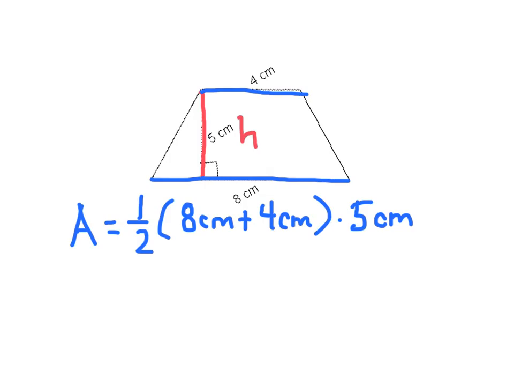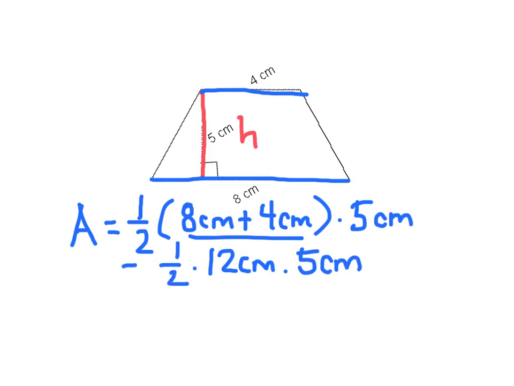Okay, let's finish it up. 8 plus 4 is 12. And now I'm doing nothing but multiplication. So the order I multiply really doesn't make a difference. 1/2 times 12 is 6, and then 6 times 5 is 30. So the area is going to equal 30 centimeters squared. Okay, that wasn't so bad, was it? Let's try another one.